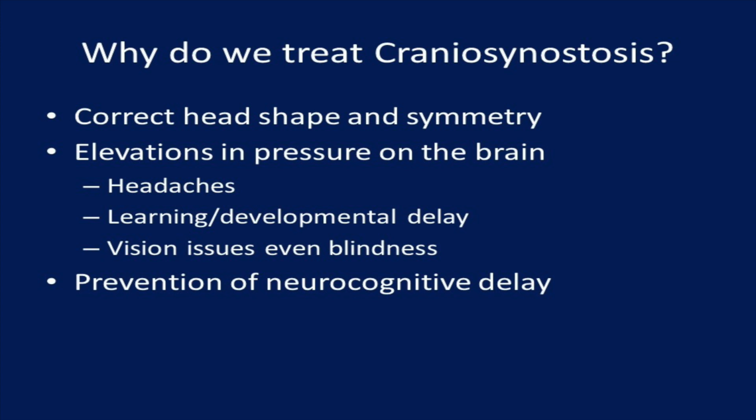So now we know what the shapes look like. Why do we treat craniosynostosis? Well, there are several aims. One is to correct the head shape and the symmetry. Two is to correct the elevations and the pressure on the brain. This can be manifested as either headaches, learning or developmental delay, vision issues, and even blindness. And lastly, there is more and more evidence that there may be associated neurocognitive delay if craniosynostosis is not attended to.